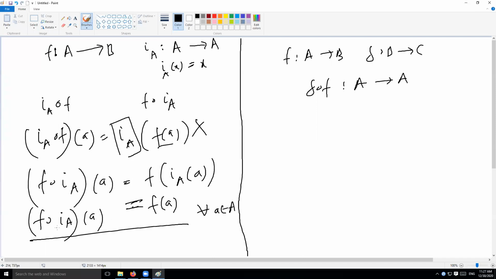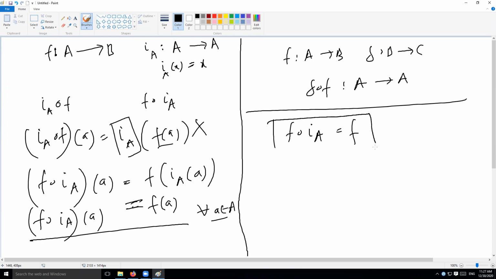I have two functions. One function is f composition identity of A, the other function is f, and they agree with each other on the entire domain. So what are you going to say? You're going to say both functions are equal, because this is really the definition of equality of functions.